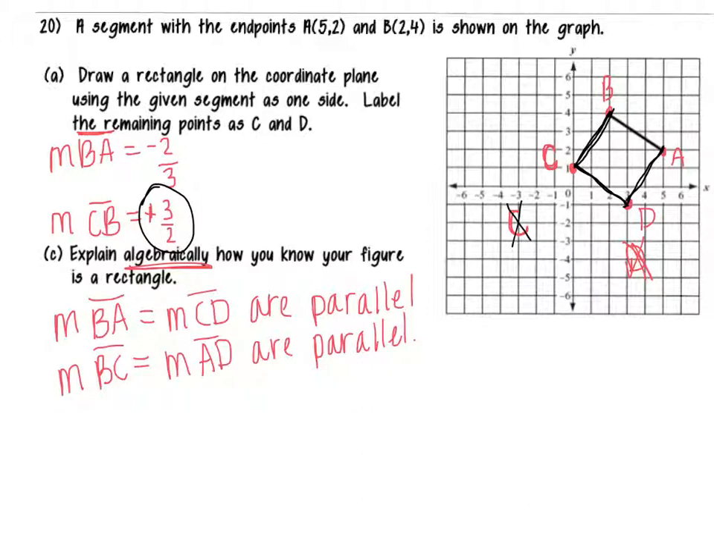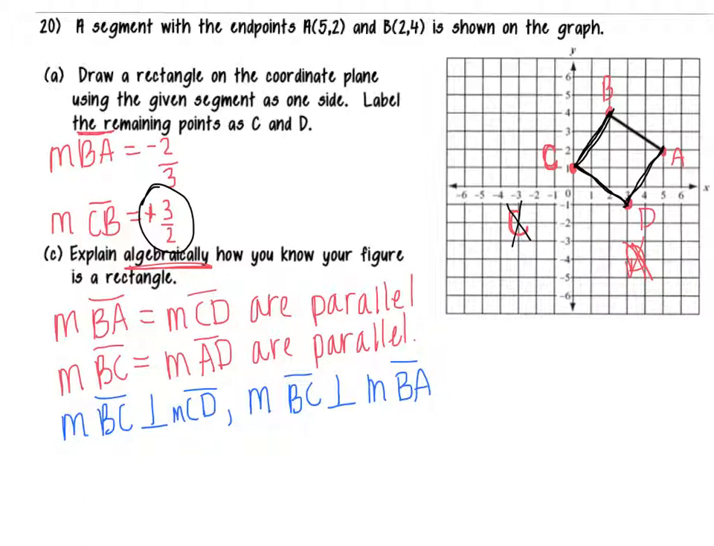All right, now the other thing I have to do, so I've proven parallels. The other thing that I have to do is prove that I have 90-degree angles. So I'm going to say the slope of BC is perpendicular to the slope of CD. The slope of BC is perpendicular to the slope of BA. Okay, and there's my answer.